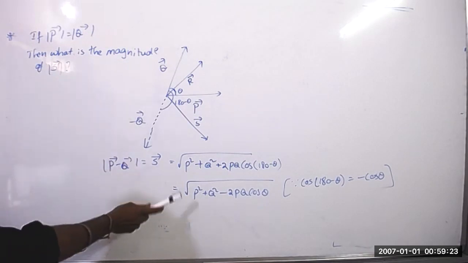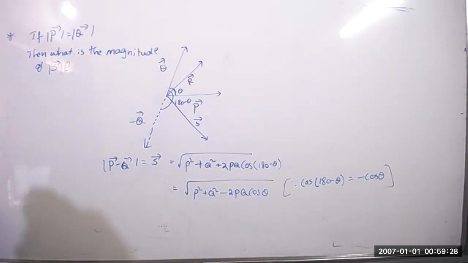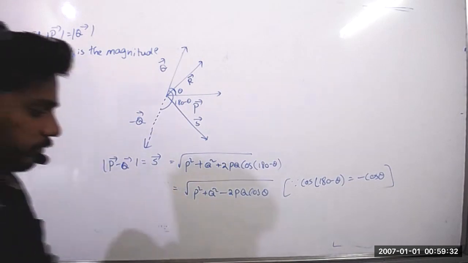Here P bar equals Q bar. Find out the S bar magnitude. So how much can you say? Sir, just a minute, I just finished writing the question. Just 2 minutes, I'll solve it.